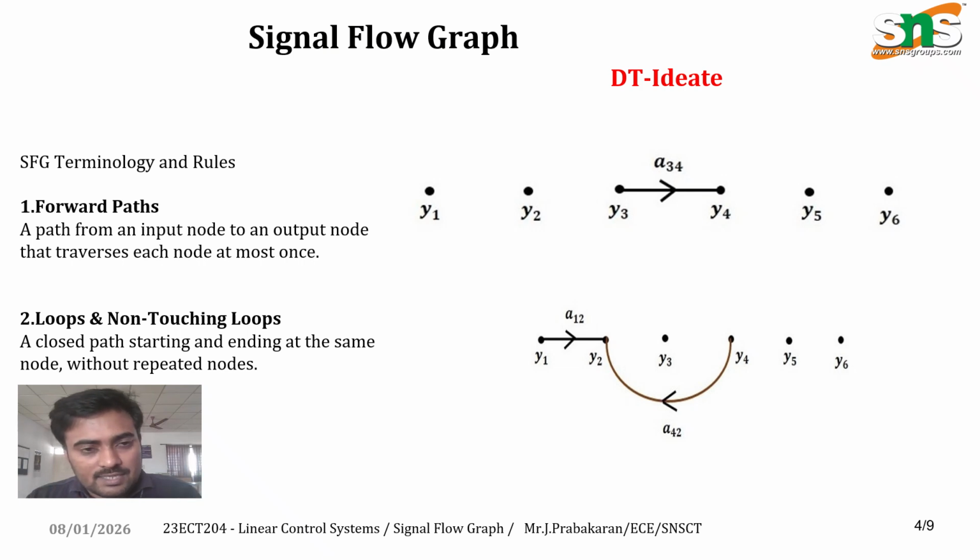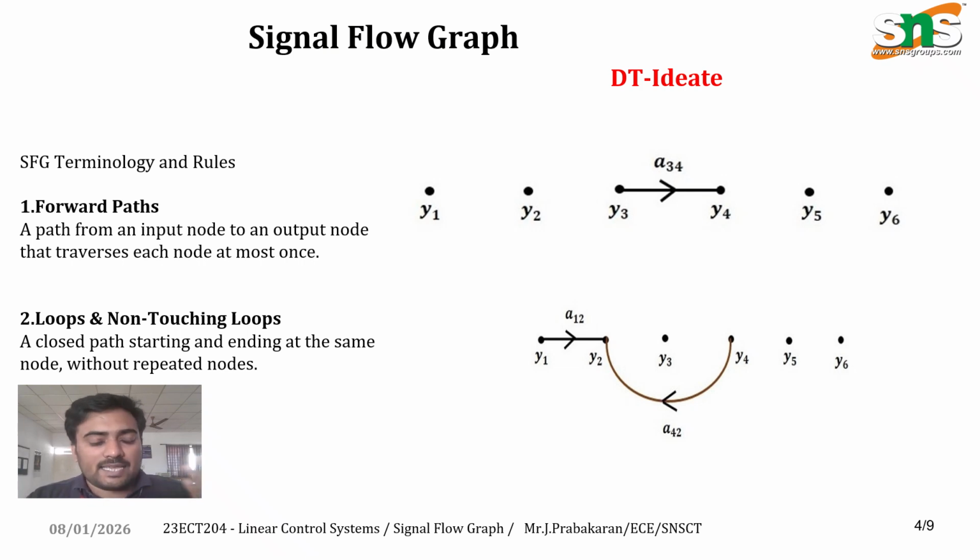Let me discuss the SFG, which means signal flow graph, terminology and rules. The first one is the forward path. A forward path is a path that starts from the input node and reaches the output node without passing through any node more than once, which means no node should be repeated in the path. Here you can see the diagram on your screen. There is one forward path.